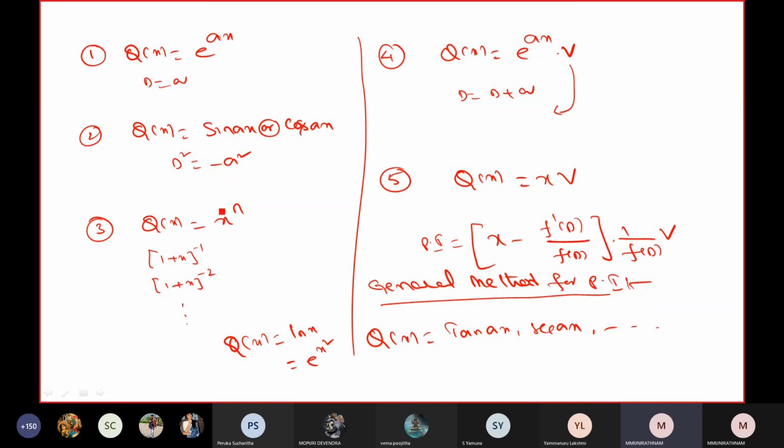So there can be five forms, and other than these five also there can be others. Then how should we find the particular integral? That's what our general method is for. We have to go by the general method.